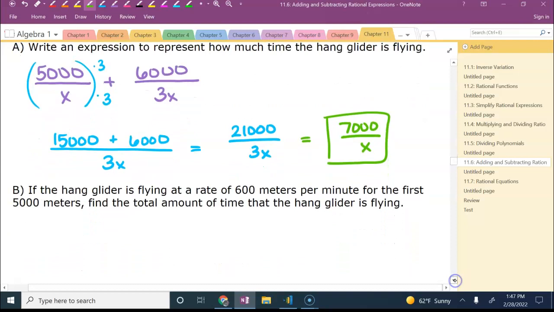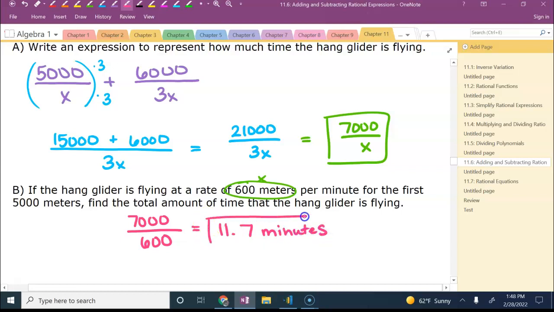It says, if the hang glider is flying at a rate of 600 meters per minute for the first 5,000, figure out the total amount of time. So they're telling us now what x is. They're saying that this 600 meters is your x. So what we can do is take this equation, 7,000 over x, and plug in that 600, and this would come out to be 11.7, and that would be in minutes, because it said per minute. It was meters per minute. So they've been flying for almost 12 minutes, but not quite.